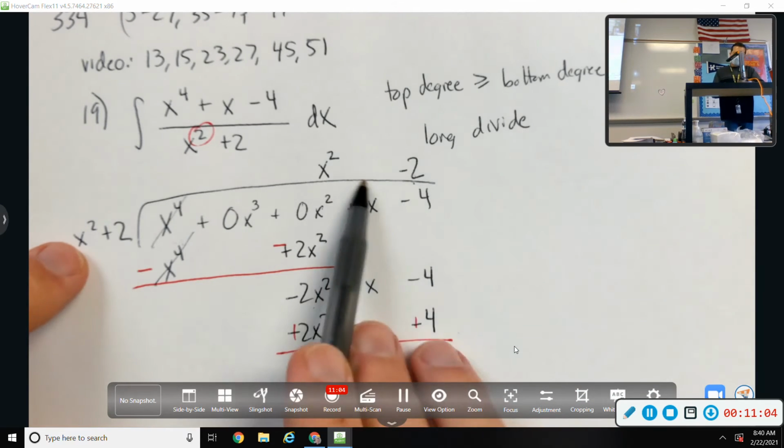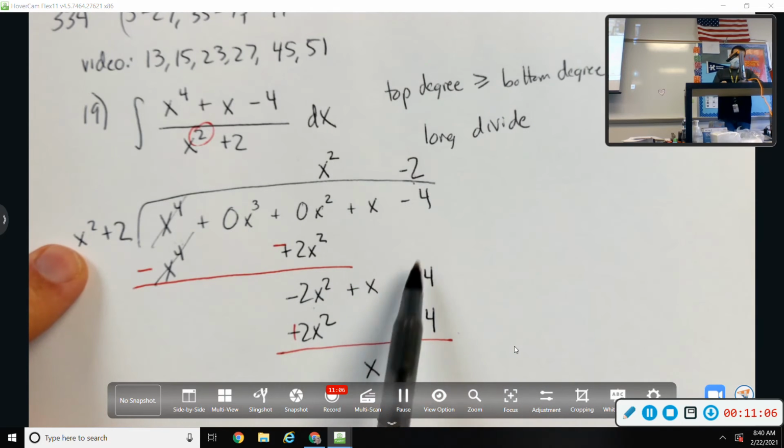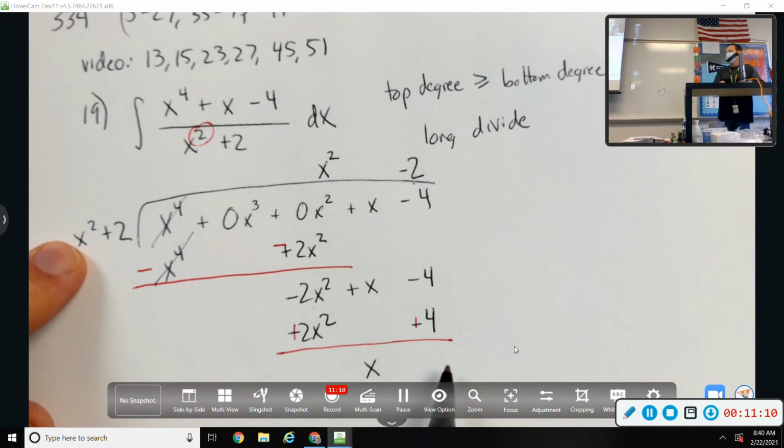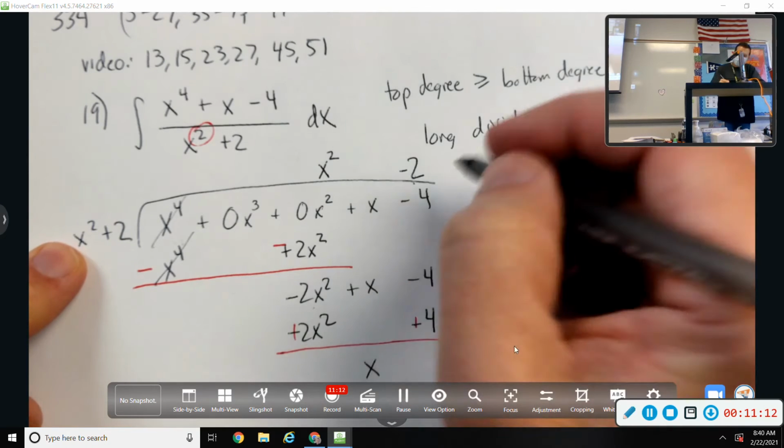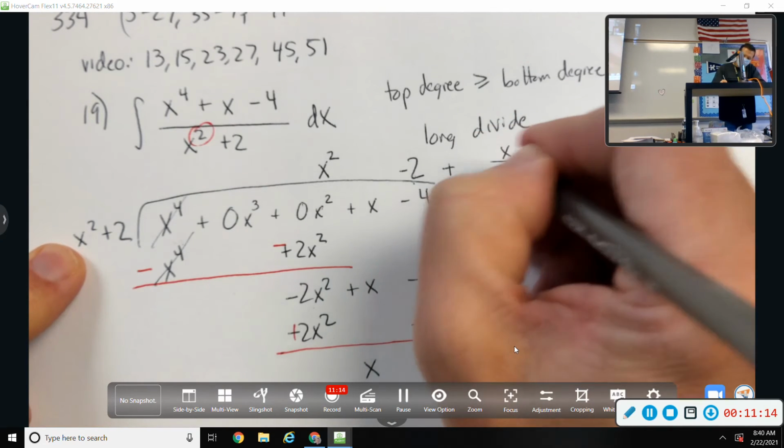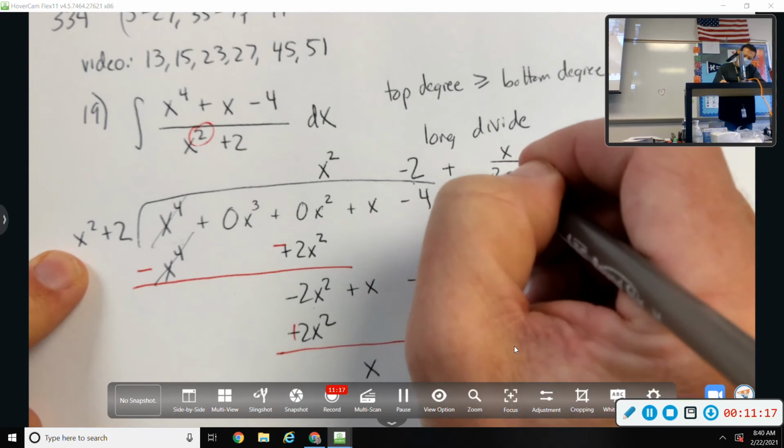And so I've reached the end of the line here. And so x is my remainder, but that was the 5th grade way to do it, to say remainder 7 or remainder x. We're going to do it as x over x squared plus 2.